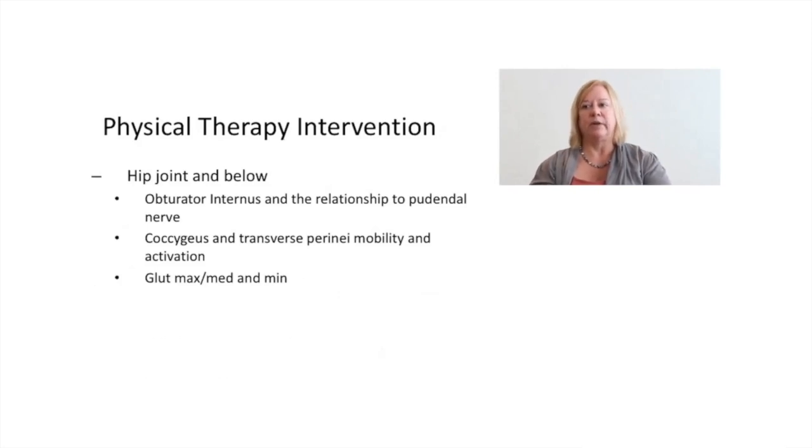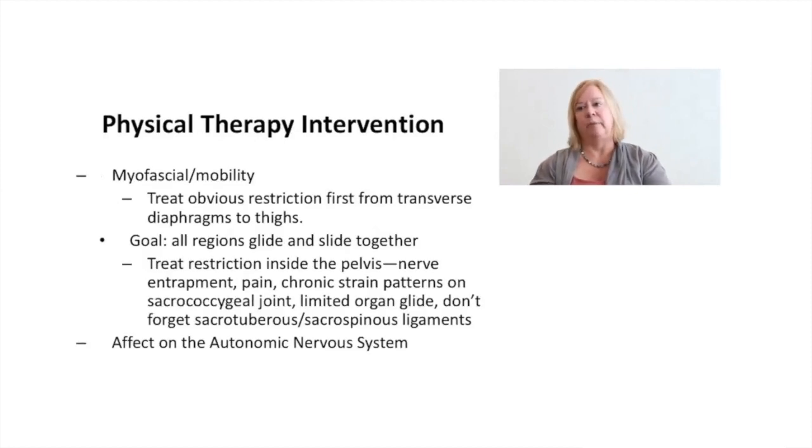We all know that the obturator internus and the relationship to the pudendal nerve is a big one, and we want to look at that for sure, but we also want to pay a little bit closer attention to the coccygeus and the transverse perinei mobility and activation, as that's one of the biggest restrictors of movement of the EAS. If that EAS can't descend down with the tissues, it's going to be hard to push a stool through. We also want to look at, are they actually in positions where they're getting their glute max, med, and min to work at really good quality, or are they standing in ways where they're just leaning on their ligaments and their muscles just aren't firing? Myofascial and mobility are big things to look at as well.